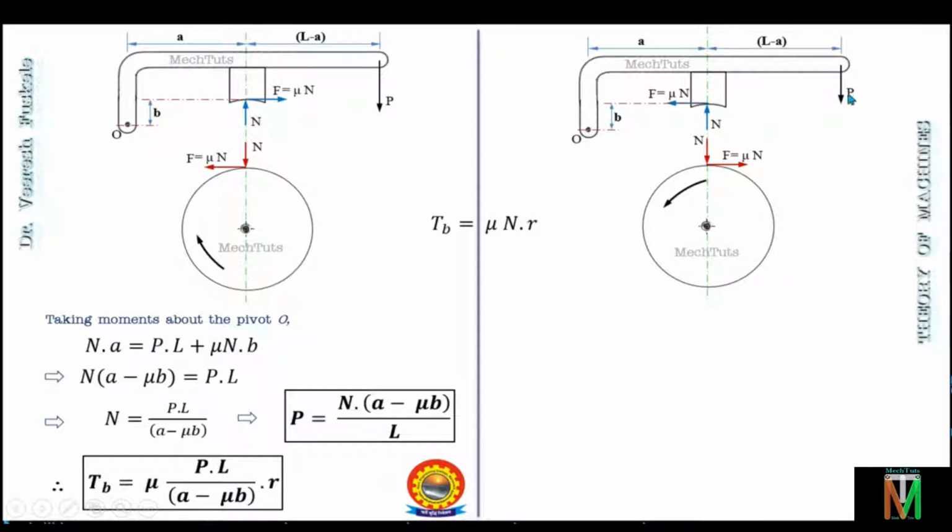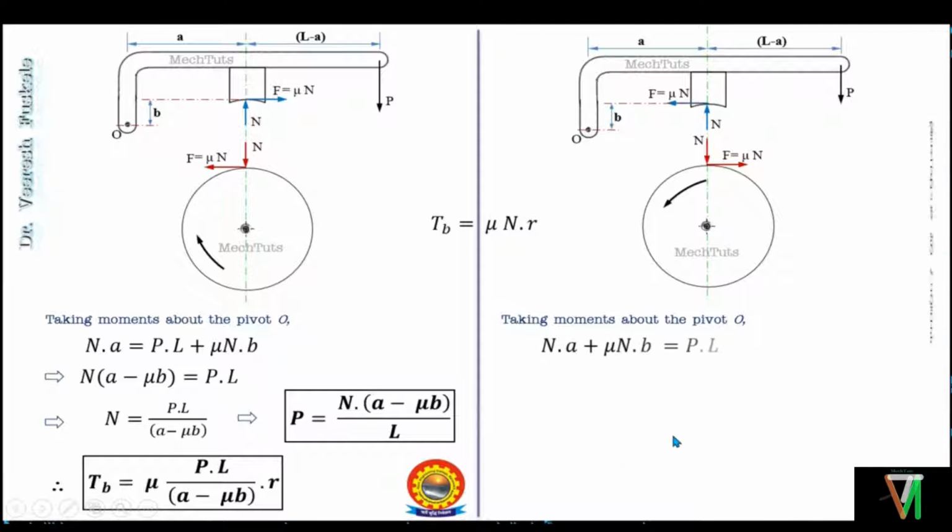So we'll consider the free body diagram of the lever and take moments about the fulcrum point to get the value of N. Taking moments about O, we have N into distance A in the anti-clockwise direction, then F into distance B also anti-clockwise, and this will be equal to P into distance L in the clockwise direction. So the moment equation is N into A plus mu N into B, these two are the anti-clockwise moments, equal to P into L, the clockwise moment.